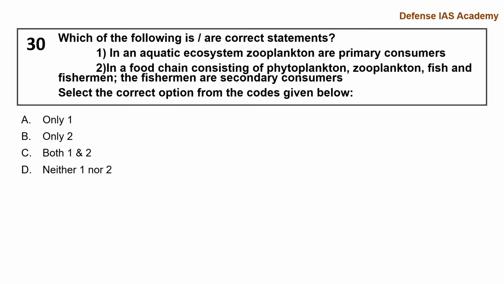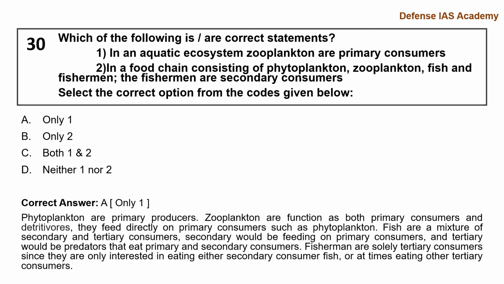Question 30. Which of the following are correct statements? 1. In an aquatic ecosystem, zooplankton are primary consumers. 2. In a food chain consisting of phytoplankton, zooplankton, fish and fishermen, the fishermen are secondary consumers. Select the correct option from the codes given below. The correct answer is option A, only one.